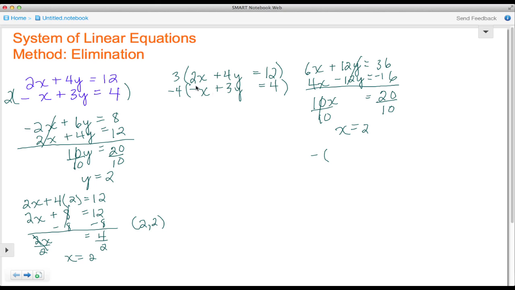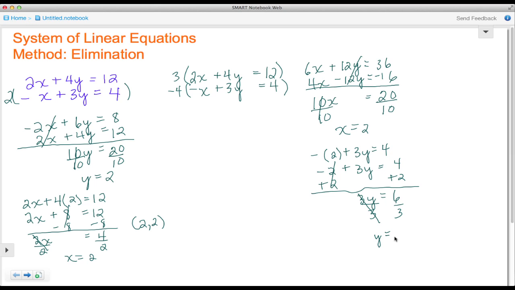So I have negative x, well, x is a 2, plus 3y is equal to 4. And now I evaluate negative times 2 to give me a negative 2, plus 3y equals 4. And then I'm going to add 2 to both sides to eliminate the negative 2 and the positive 2. So here I have 3y is equal to 4 plus 2, which is 6. Divide both sides by 3 to eliminate this coefficient of 3. And here I see y is equal to 6 divided by 3, or 6/3, which in fact simplifies down to 2. And again, we see that our solution comes out to be the same.